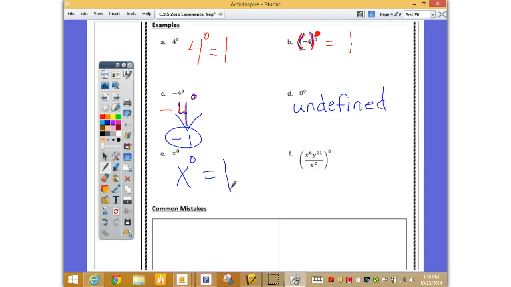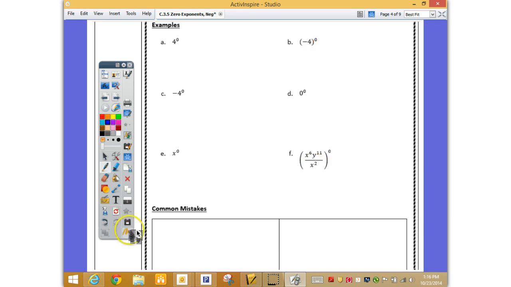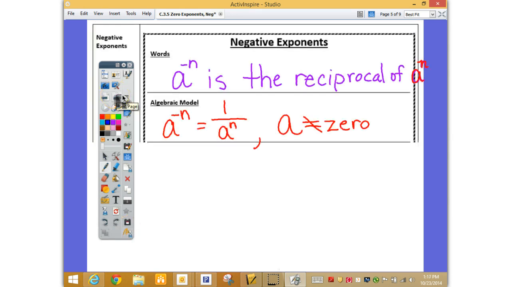Quickly, look at this big long problem. It is 1. Why? It doesn't matter how much goobly goop is in there. You can have all the functions and problems you want in there. It's all grouped, but it's all to the 0 power. So what does it equal? 1. So don't waste time doing all that. If it's to the 0 power, it's still going to be just 1. Okay, get that written, please.